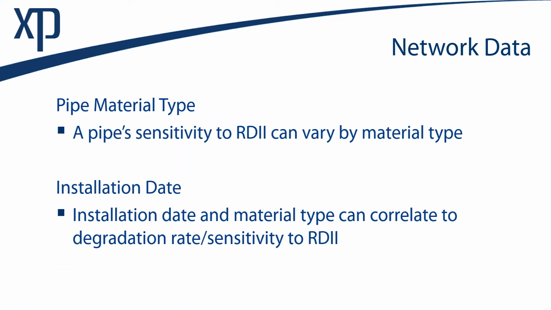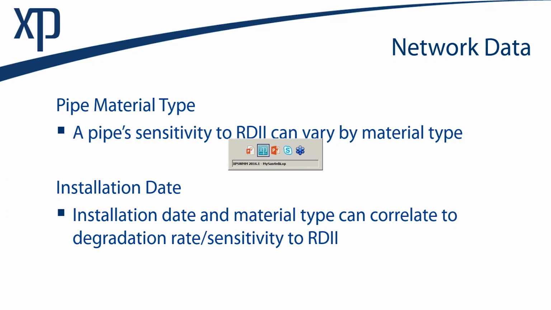And lastly, again, I just wanted to stress the importance, if we can get it, of bringing in the pipe material type and the installation date for that. The reason why is because the installation date and material type can correlate very directly to the degradation rate of that asset in the network and make it more sensitive to RDII over time. So if we can bring that data in, it's very, very useful.